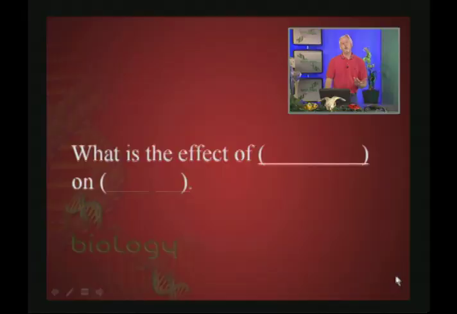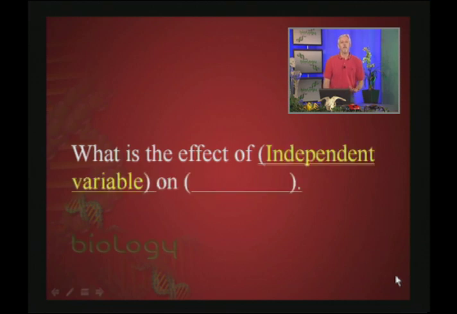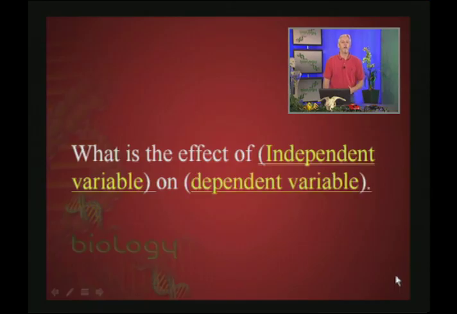And normally you can put an experiment into this kind of a phrase: What is the effect of blank on blank? And when you do that, the first blank then would be the independent variable, and the second blank would be the dependent variable. And again, we'll look at an example of this later.